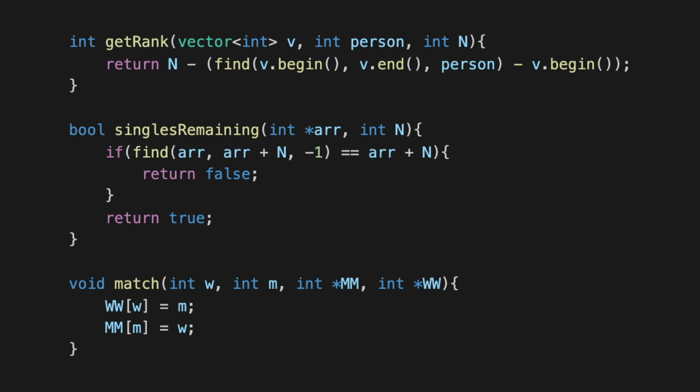Now, the singles remaining function is also really simple. It just boils down to identifying if the input array has a -1 or not. So all we are doing here is just checking if there is an occurrence of -1 or not. If there is no occurrence of -1, we return false, or otherwise we return true. Now, the exact conditional in this if statement here is basically based on the documentation for the find function. So if the find function returns an index which is just after the last location of the array, that's a signal that the thing that you were looking for was not found. So that's what we have here.